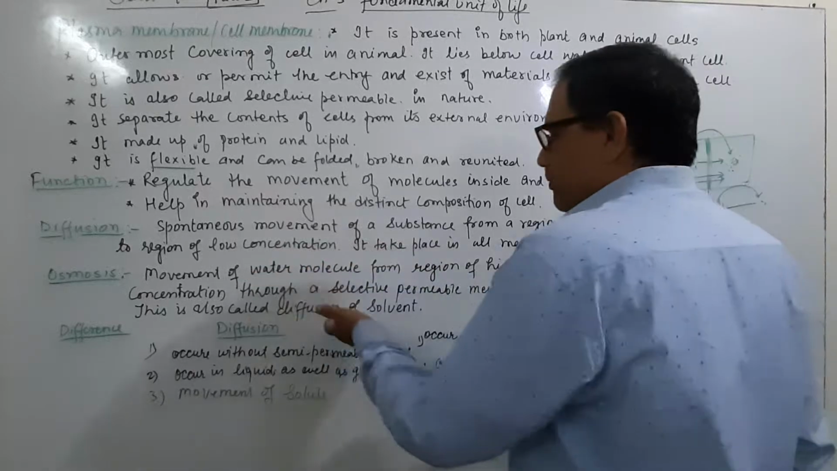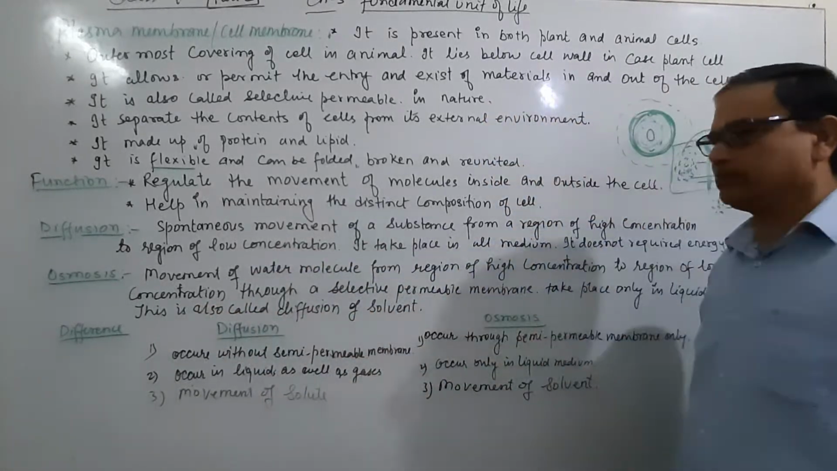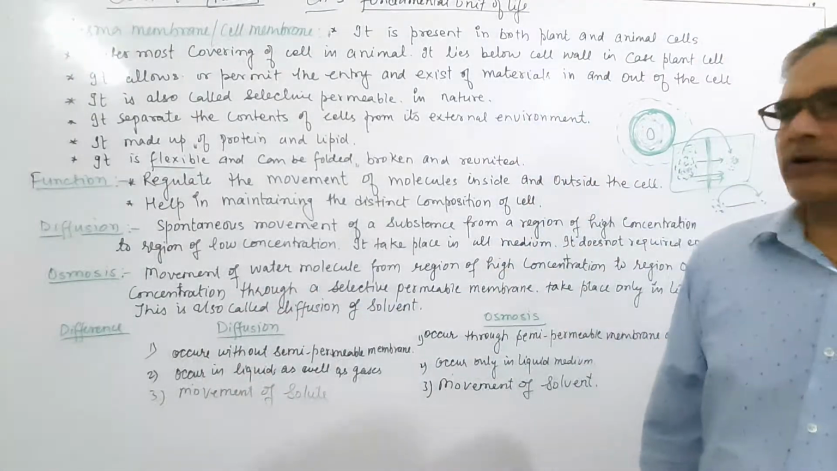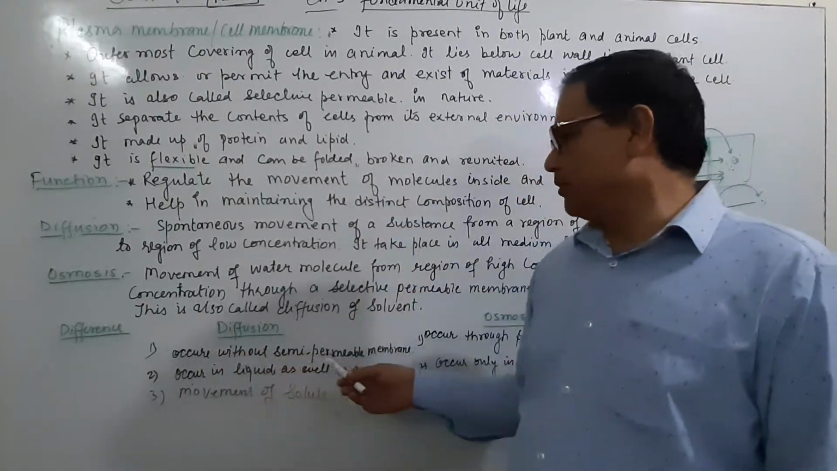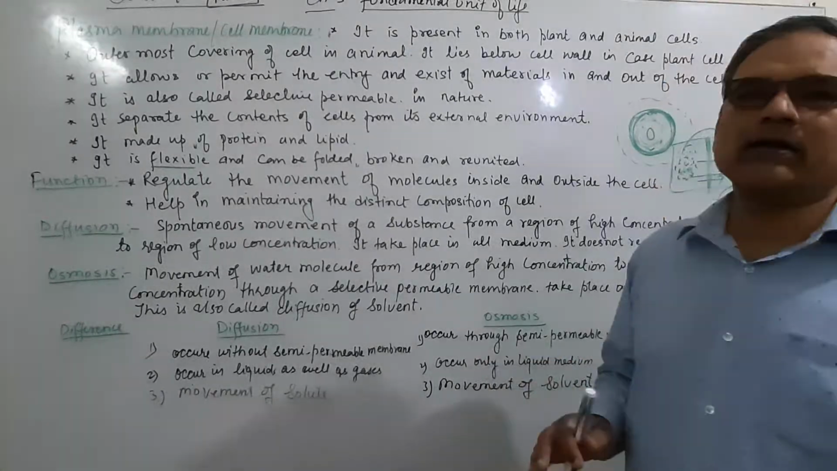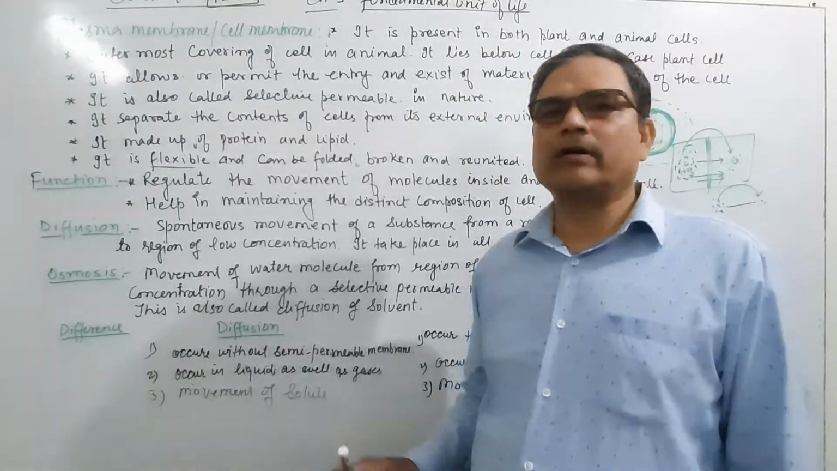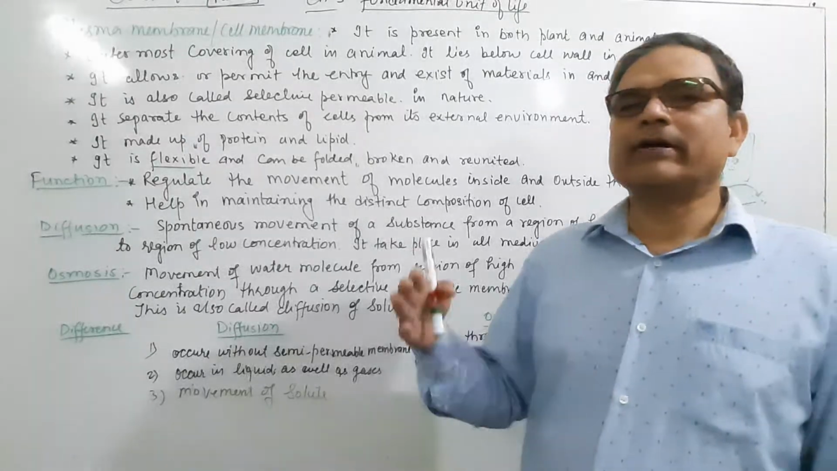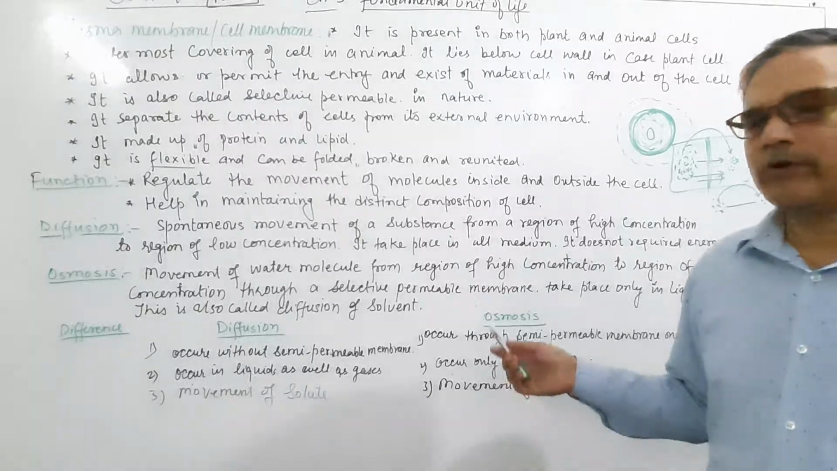Osmosis is also called diffusion of the solvent. The difference between diffusion and osmosis: diffusion need not have any semi-permeable membrane, but osmosis requires a semi-permeable membrane. Diffusion acts in any medium, liquid, gas, or solid. Osmosis takes place only in liquid.